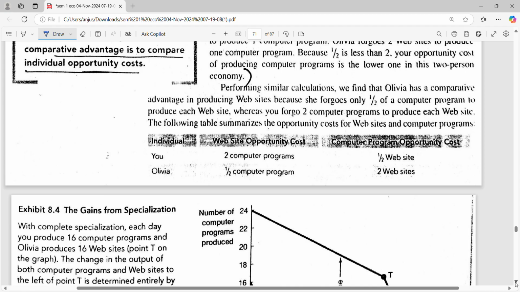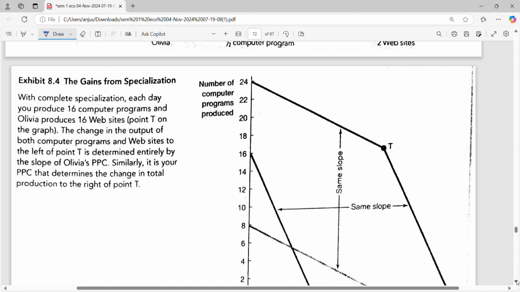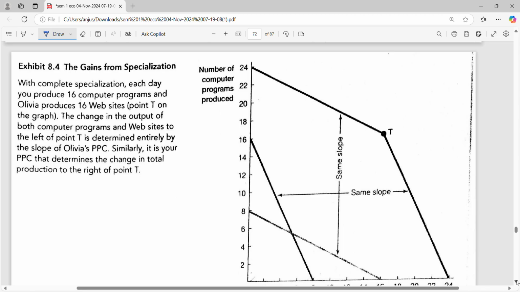Again, this comparative advantage is because of specialization. That is, if you specialize in producing what you are relatively good at and Olivia specializes in producing what she is relatively good at, then you will both be better off. So you have a comparative advantage because you have some kind of specialization in that. When you both only produce things which you have specialization in, then you both will be better off because you both are doing what you know. The productivity will be more.